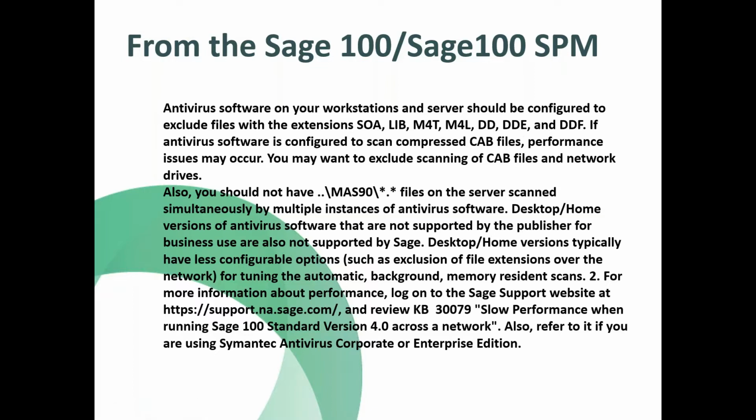But most of you are probably familiar with the Sage 100 supported platform matrix, especially anytime you're getting a new server or if you've requested an upgrade. We send you that document, and it talks about the minimum requirements for your version regarding your operating system, your workstations, and your server. There are sections on that SPM, or supported platform matrix, that actually talk about antivirus. So any questions about that?